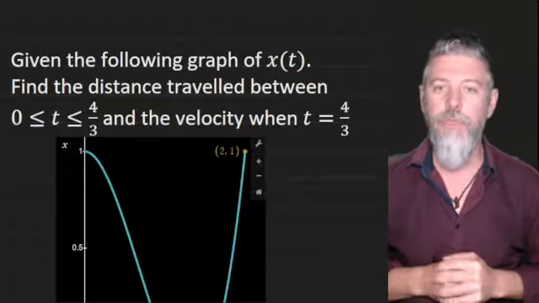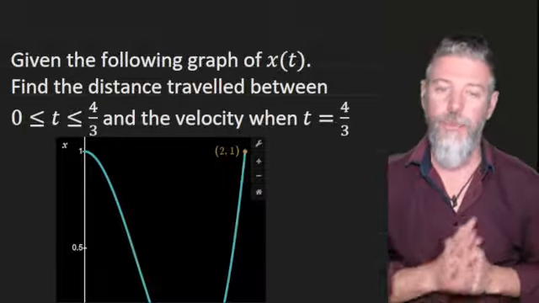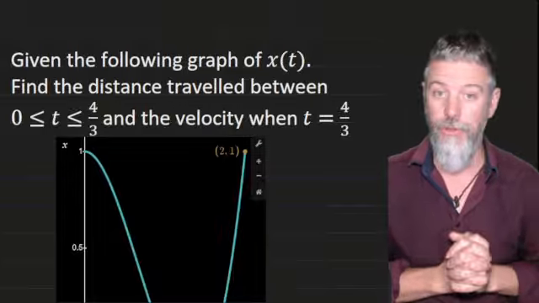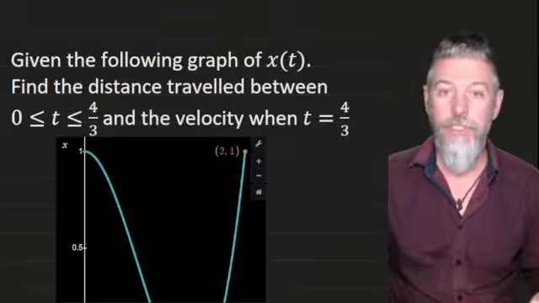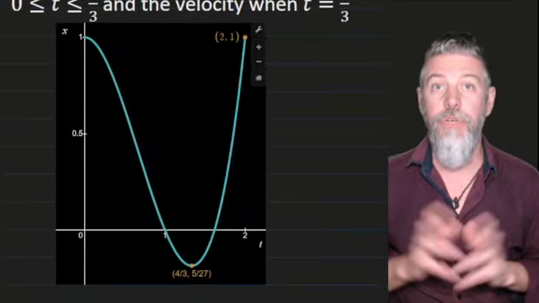So the question is, given the following graph of x of t, find the distance traveled between 0 ≤ t ≤ 4/3, and the velocity when t equals 4/3. And this is the graph that I've got here. Now, there's a couple of things that I really need to draw out.